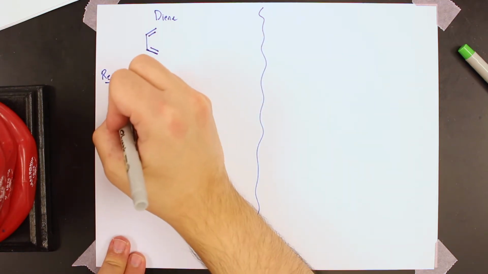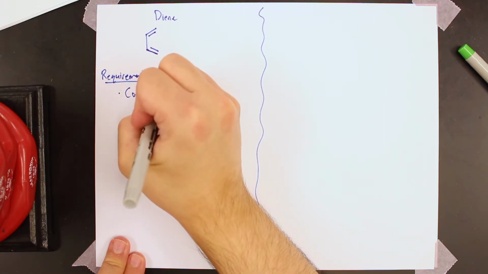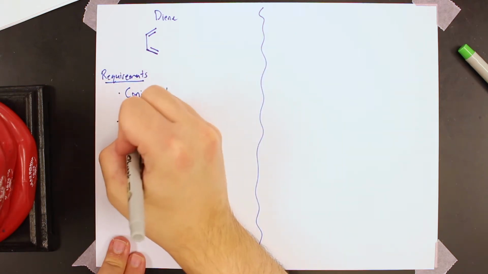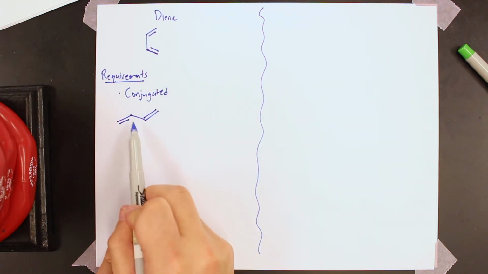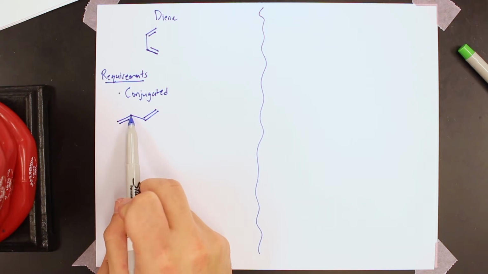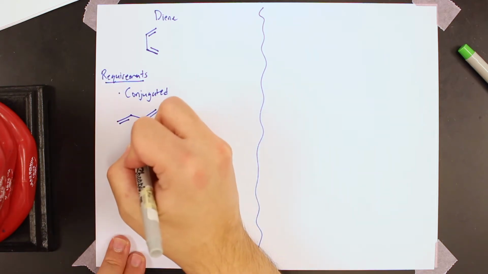Okay, one of those requirements is that the double bond must be conjugated. Conjugated. What does that mean? So in order for a double bond to be conjugated, they need to be right next to each other. They need to be adjacent. So you'll notice the sp2 carbons, the double bonded carbons, are directly connected in a conjugated system. So this is okay.